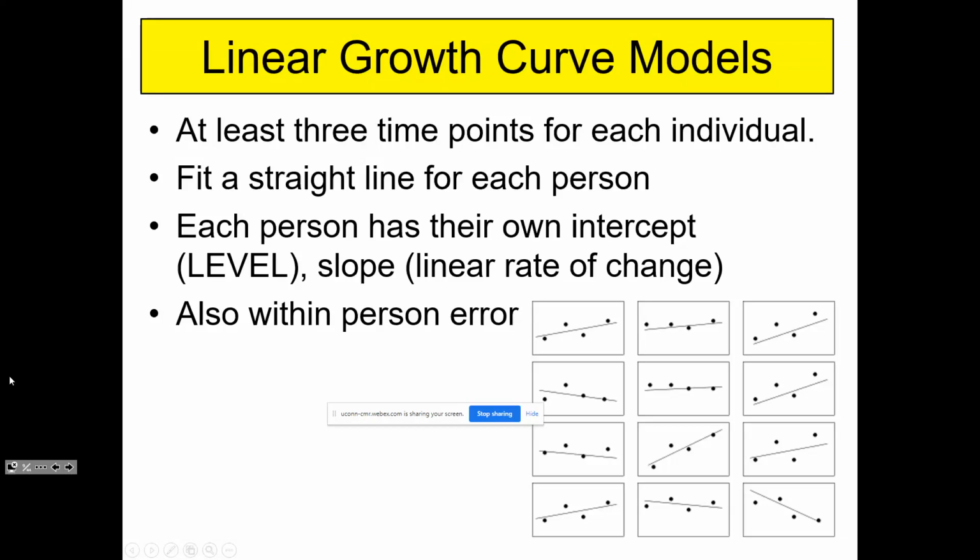So if you look at the little individual growth plots that we have here for these 12 people, you can see that it obviously fits better for some people than others.